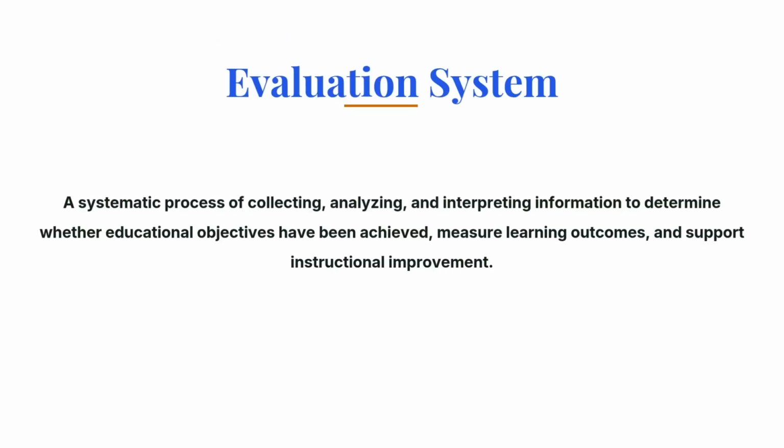Evaluation system. Evaluation is how we measure if educational objectives have been achieved. There are four main types of evaluation that you need to remember, which includes placement, formative, diagnostic, and summative evaluation. So let's see what they are.